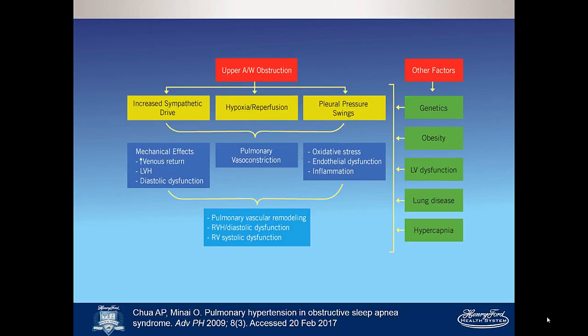Well, there's more facets than that. So we talked about increased sympathetic drive, hypoxia, and pleural pressure swings leading to pulmonary vasoconstriction, but there's also mechanical effects due to the left side of the heart, over time, oxidative stress and inflammation, and some other factors, including genetics, that all lead to pulmonary vascular remodeling in this condition. We know that that leads to RV failure.